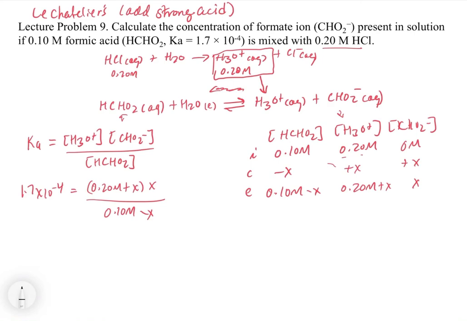And this is looking kind of ugly, and you're probably saying to yourself, gee, this is not the greatest thing to have to solve. But we can do our approximation, and we can check. In this case, we have 0.20 molar and 0.10 molar, so we're going to check them both. We're going to take 0.20 divided by 1.7 times 10 to the minus 4, and 0.10 divided by 1.7 times 10 to the minus 4, and see if both of those are greater than 100. And it turns out that they both are.